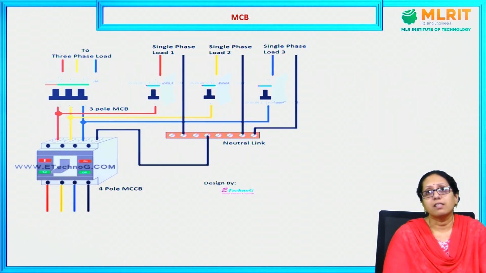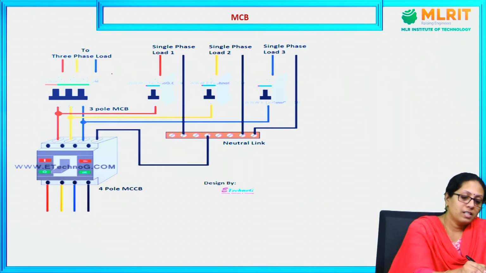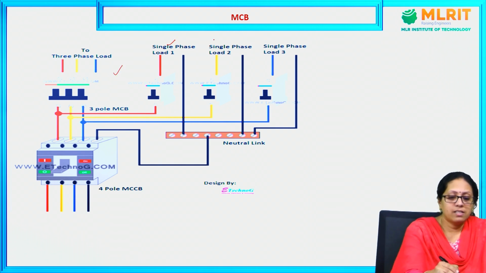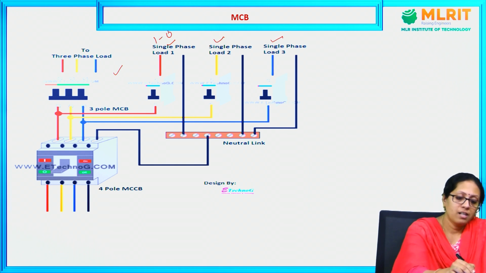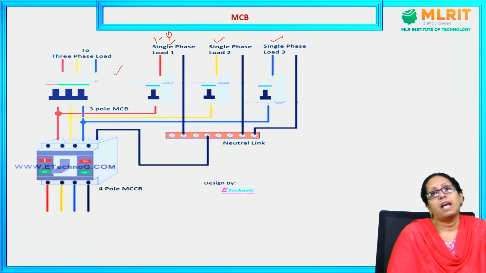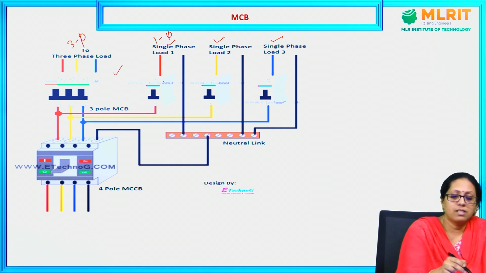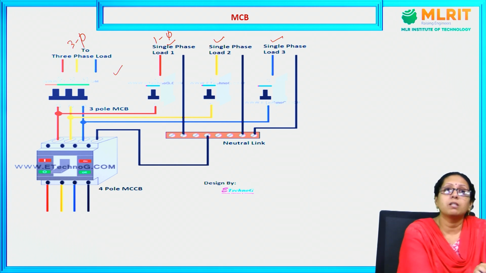Next device is MCB. Here is the picture of MCB, where this particular picture is a 3-phase MCB and these three are single phase MCBs. These single phase MCBs are again connected to this 3-phase ACB.